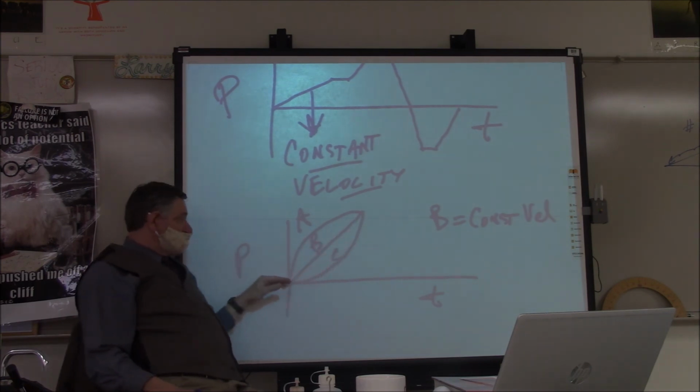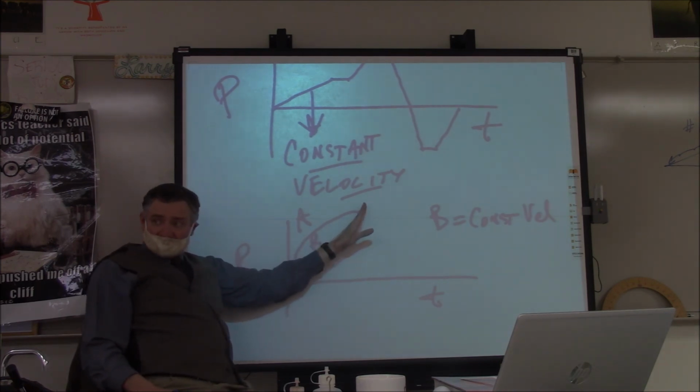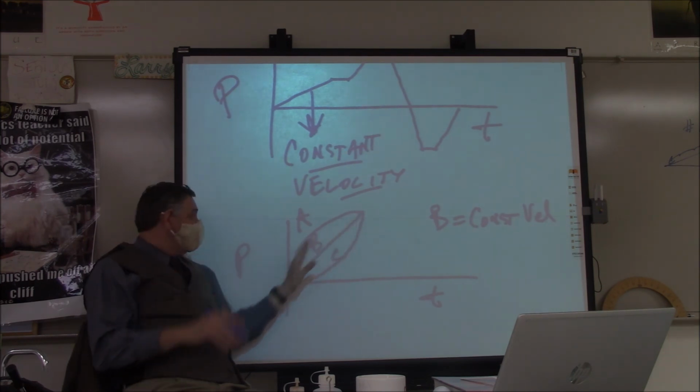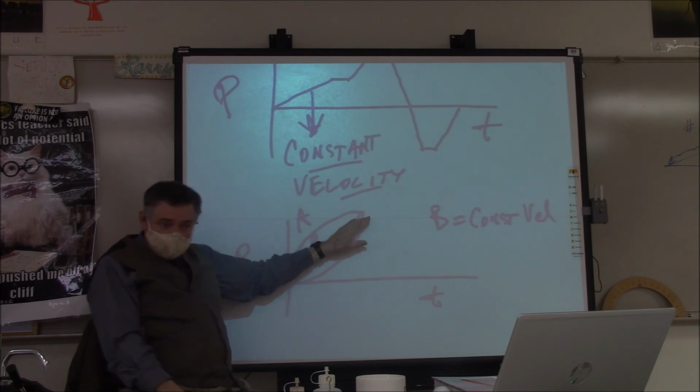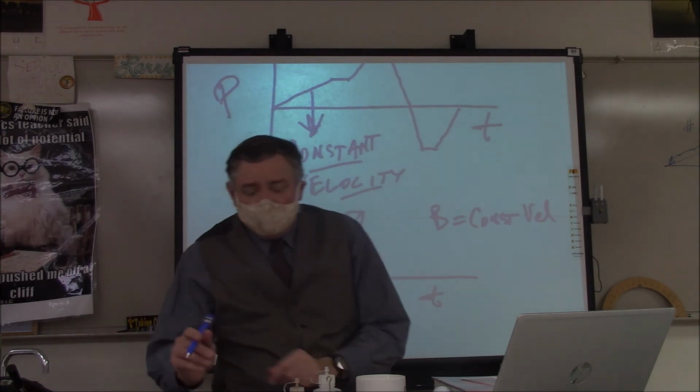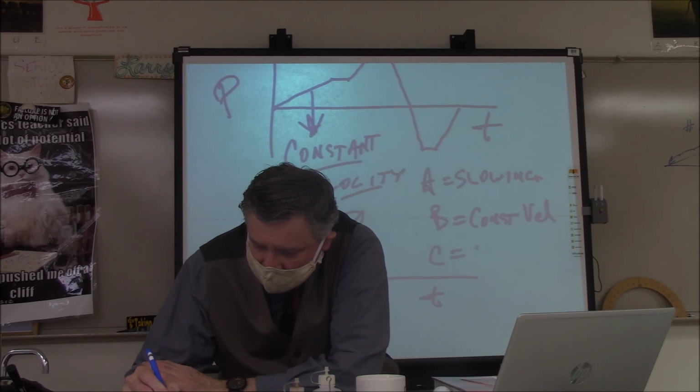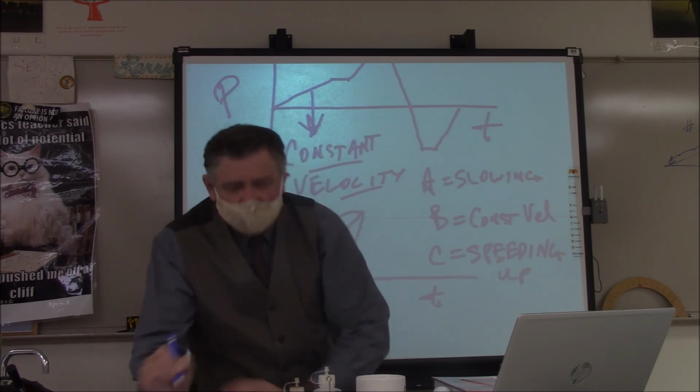So if you're speeding up, the line's going to get steeper. If you have a straight sloping line, you're at a constant velocity. If you have a line like this, you're slowing down. So A is going to be slowing down. C is going to be speeding up. Okay?